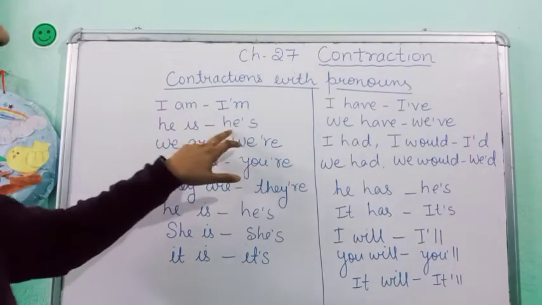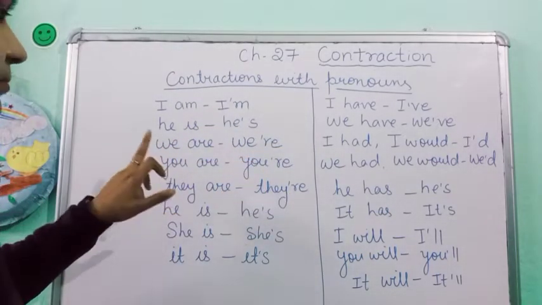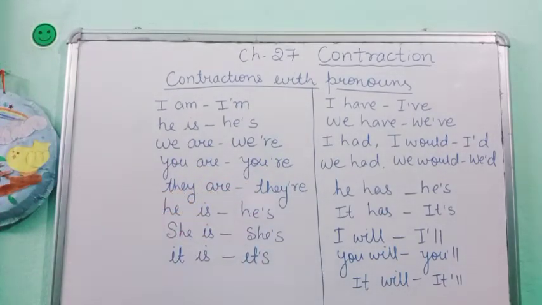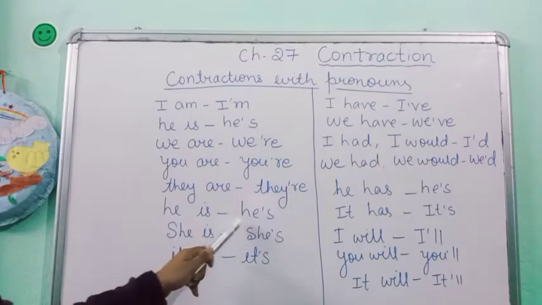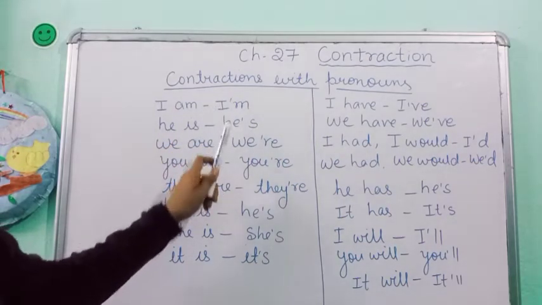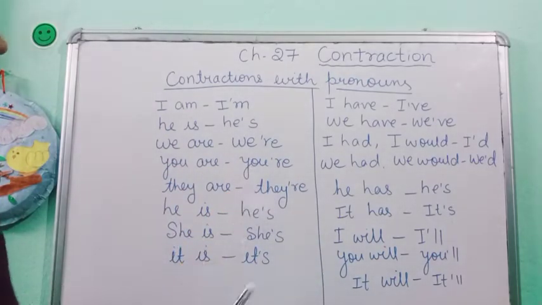He is, he apostrophe s. We are, we apostrophe re. You are, you apostrophe re. They are, they apostrophe re. He is, he apostrophe s. She is, she apostrophe s. It is, it apostrophe s. So how do we read these words? I'm, he's, we're, you're, they're, he's, she's, it's. Like this we read these words.